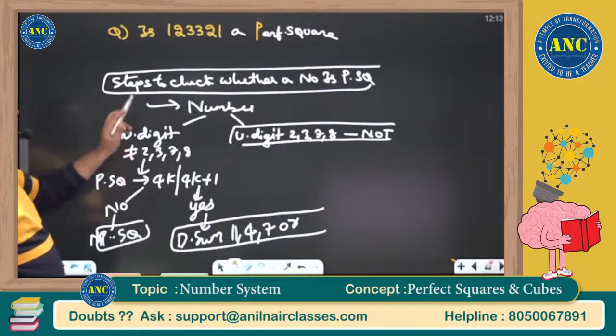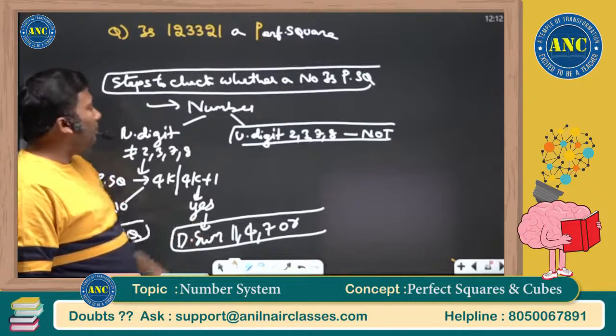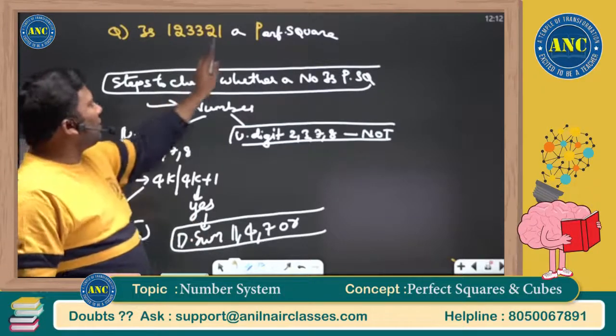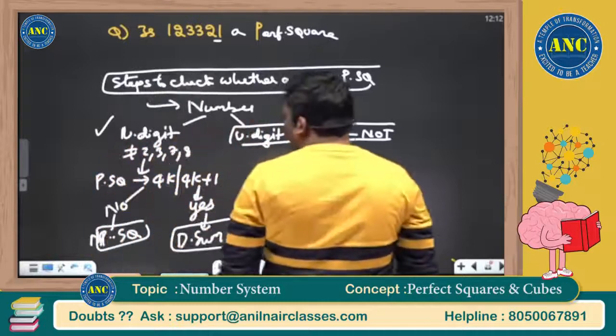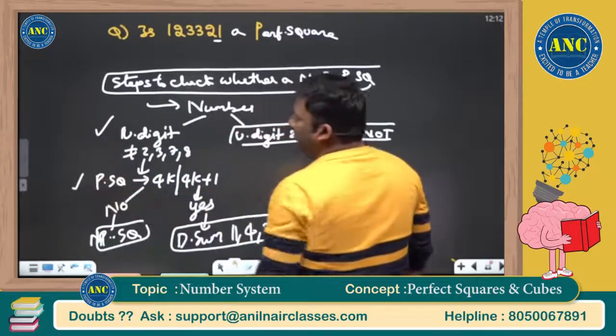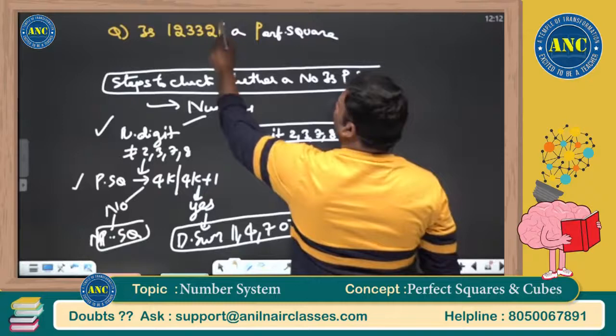Now, step by step, we will see. There is a number given. The unit digit is not 2, 3, 7 or 8. This step is satisfied. Second step, check whether the number is of the form 4k or 4k plus 1.